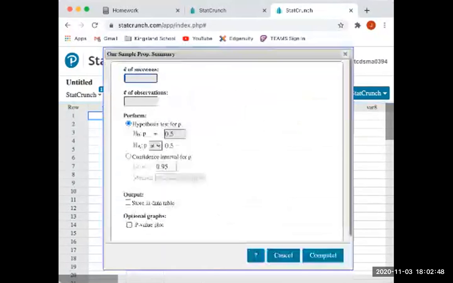So how many successes did I have? Well, according to my math, I had 216 successes. Number of observations means how many people did I ask? I asked 800 people. I don't want to do a hypothesis test. I want to do a confidence interval. Now this says 0.95, which is 95%, but this question that we got was 99% confident. So I'm going to change this to 0.99. I'm going to leave the method as standard, and then I'm going to do compute.